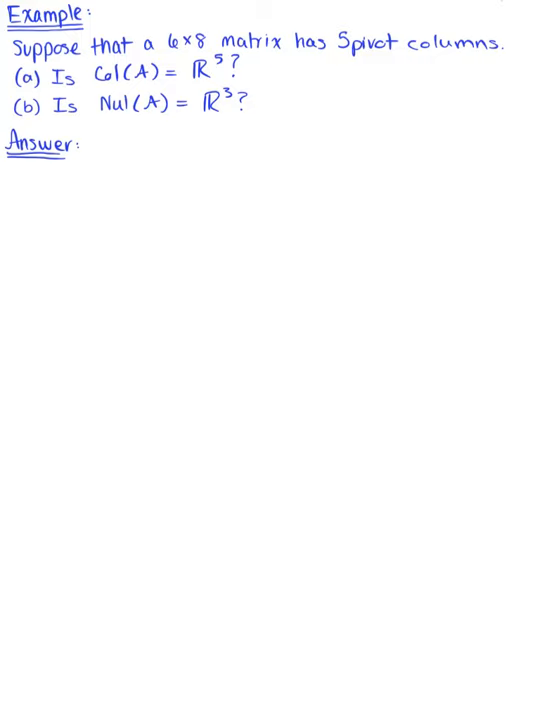Suppose that a 6 by 8 matrix has 5 pivot columns. And we're asked here, is the column space of matrix A equal to R5? And is the null space of A equal to R3? So what I want to do to get started here is to recall a theorem that we saw way back when we first learned about the null space of A and the column space of A.